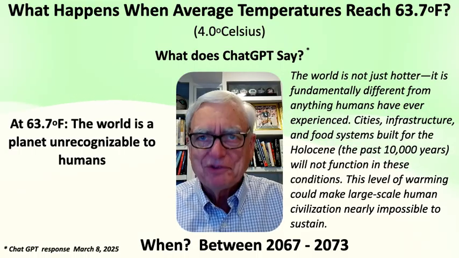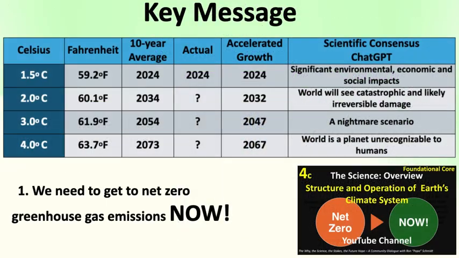Let me just wrap this up before I go crazy here, okay? So here's the summary of what I just said. And I showed what the scientists say are going to happen at these levels, when they could probably happen. Actual is probably somewhere between the 10-year average and the accelerated growth rate. And I just think the conclusion is obvious. We need to get to net zero greenhouse gases, not 30 years from now, but as fast as humanly possible.